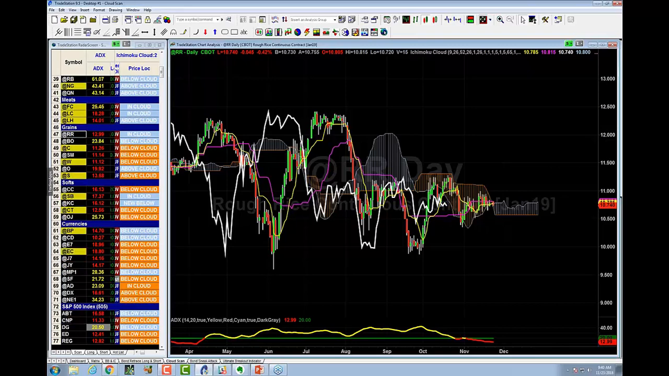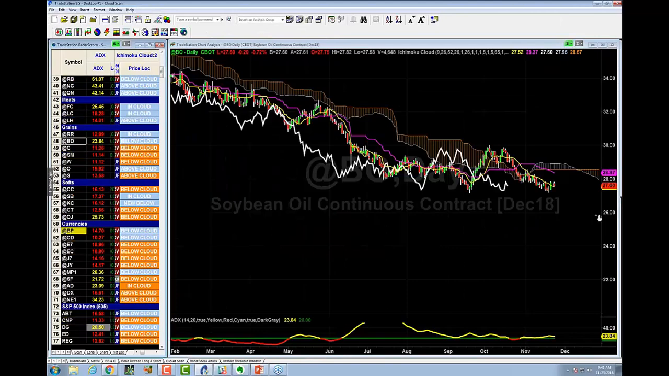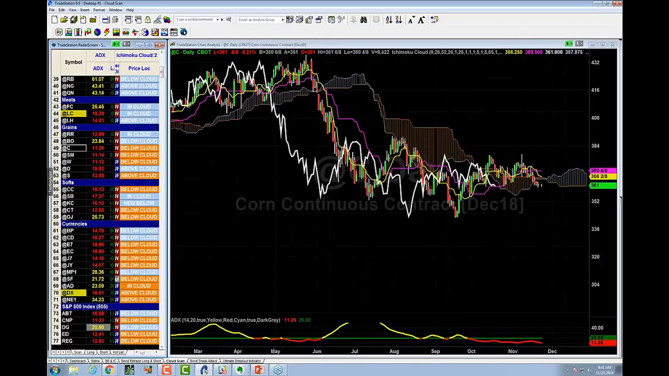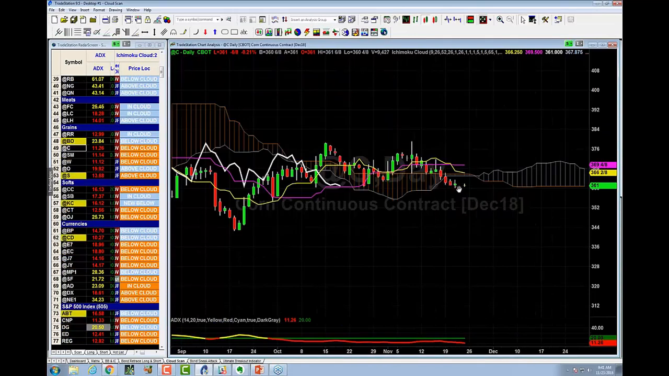This is a pass. All right, bean oil, soybean oil, that's a short. Next target, $2,600 or $26. Let's take a look at corn. Corn is a brand new sale. So this would be 1, 2, 3 bars, 4 today. So I've got 4 bars below the cloud. That's a fresh short signal.